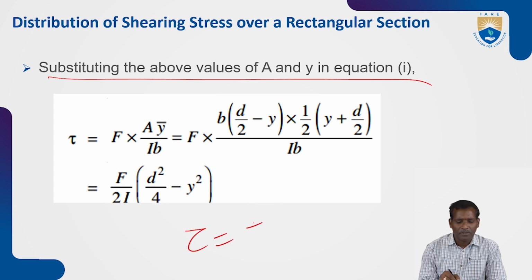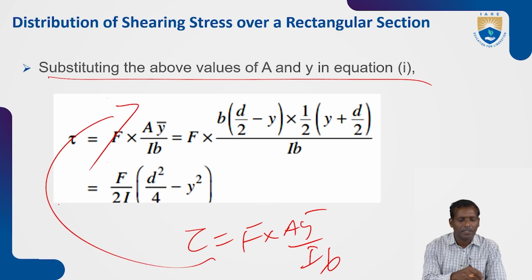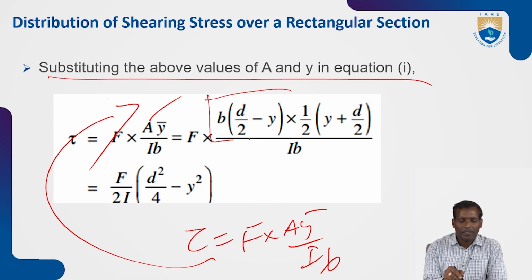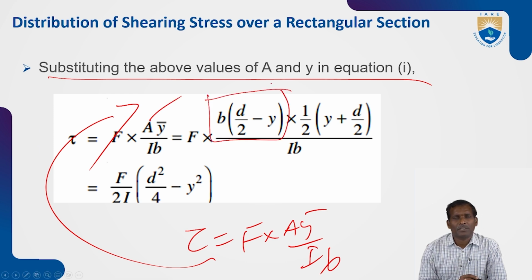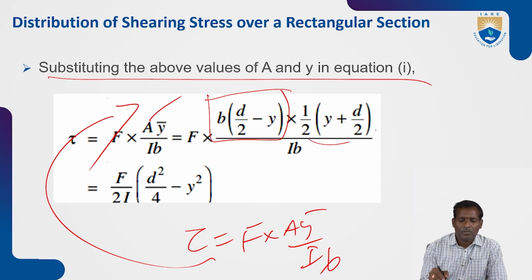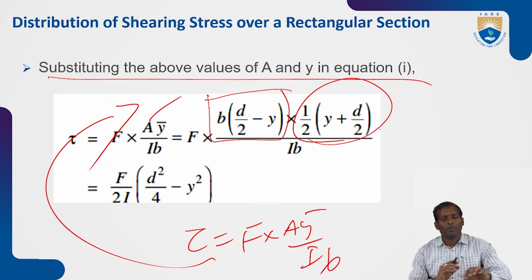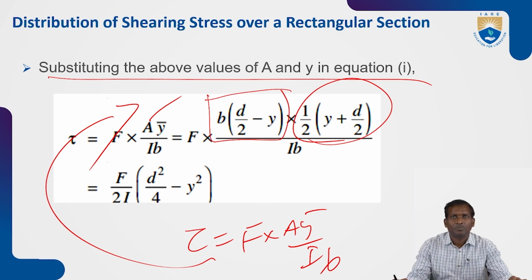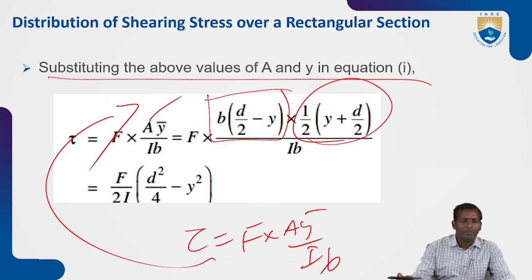What is equation 1? Shear force A into Y bar by IB. It's already written here. Now substitute in place of A, B by B into D by 2 minus Y, and Y bar half into Y plus D by 2, by IB. So now simplify this equation.